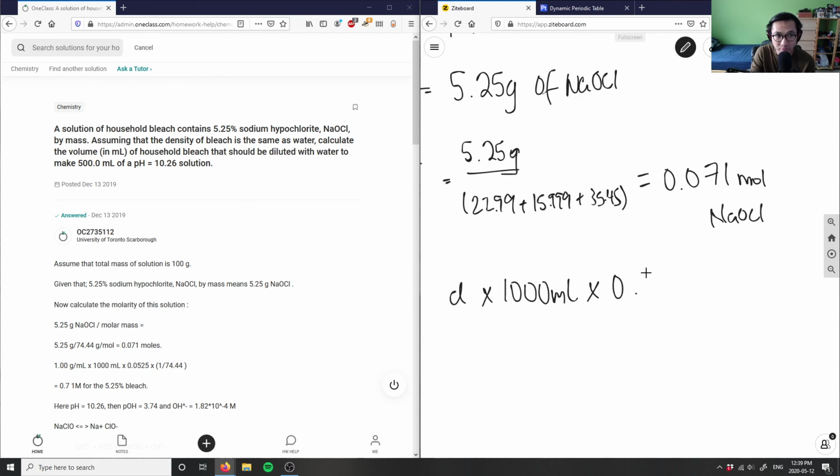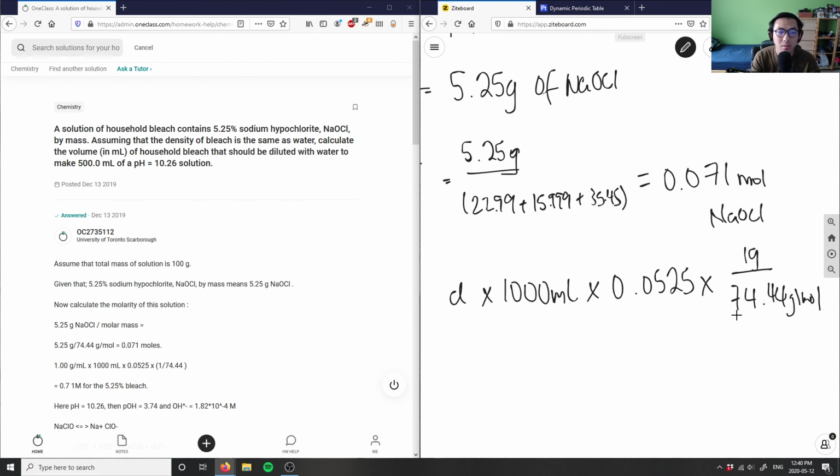And I'm going to multiply that by our percentage, right? So this is 0.0525, multiplied by, I'm assuming 1 gram, obviously, of our bleach. So I would have 1 gram over our molar mass here, which is 74.44 grams per mole. And here, again, grams and milliliters cancel out. So I would be given moles per liter.